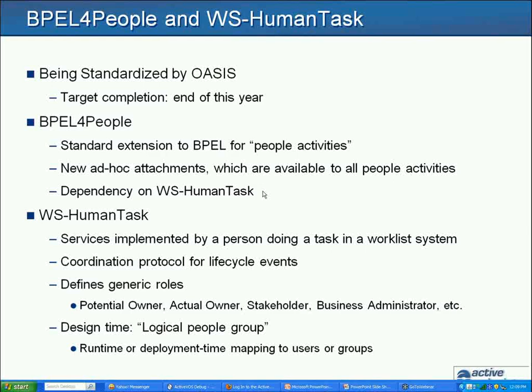And People for People kind of adds a set of documents that are available throughout a process without having to do explicit passing of the documents around. And then it depends on the WS-HumanTask. WS-HumanTask is a standard. It standardizes the basic concept of a work list system for people doing their work. And it has a tie-in to WS-Coordination for lifecycle events.